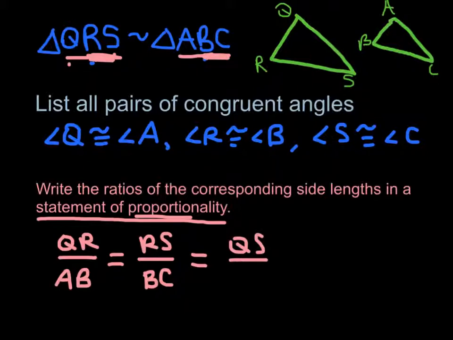Side QS is to AC. That should be AC. I used all the QRS's up top and all the ABC's down on the bottom. But if all of these were flipped upside down, that would be okay as well. That would also be accurate, and it doesn't matter which ratio we write first, just so all three are there. If these were quadrilaterals, then we would have 4 parts to our statement of proportionality.